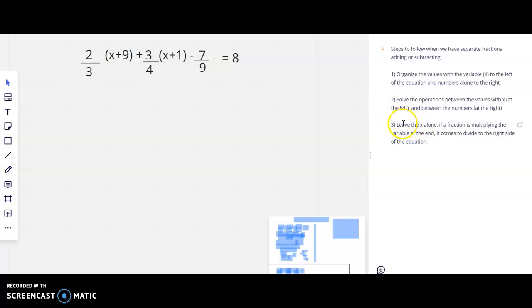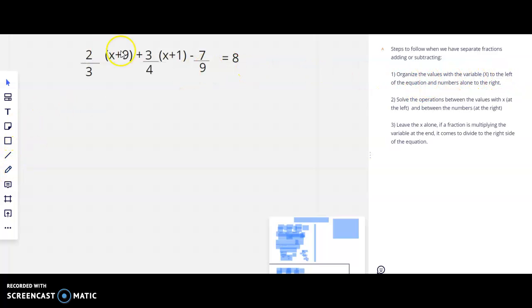And in the third step, we're going to leave the x alone. If a fraction is multiplying the variable, at the end it comes to divide to the right side of the equation. So at the end, we will have a fraction, something like 24 over 69, for example, x equals 7. This fraction that is with the variable comes to divide to the other side. We will see that later. Let's start with the first step: organize the values with the variable x to the left and numbers alone to the right.